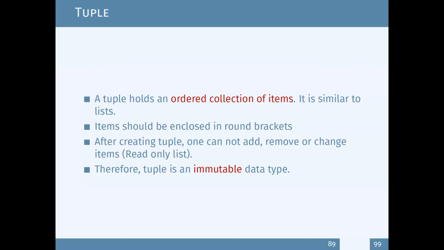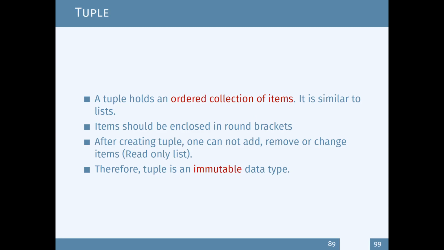Okay, so we want to use an ordered collection of items, and we normally use rounded brackets to represent this. But remember that once you create the tuple, you cannot change it, you cannot remove or delete anything. So this is known as, you can say, a read-only list, and that is what we call an immutable data type. Right. Okay, so let's do an exercise.